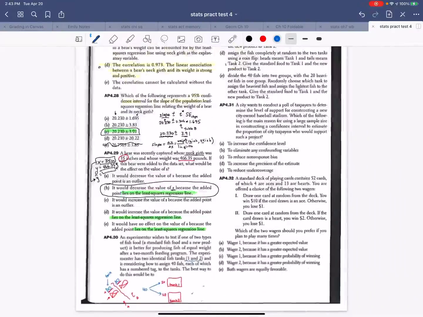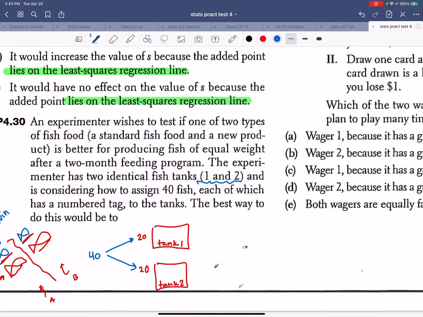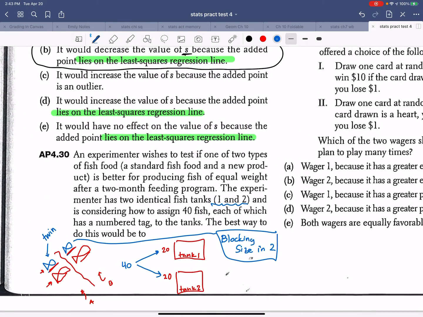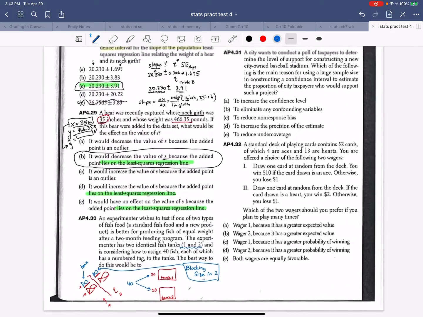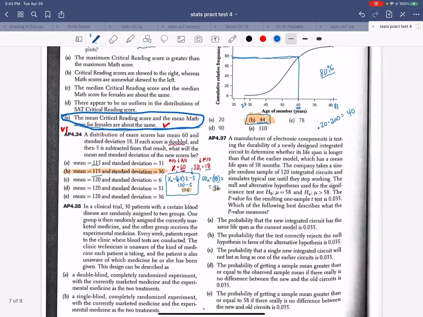All right. And again, this is a matched pair example where we call it, its blocking size is 2. This is technically a block of 2 fish that are as close to twins as possible. All right, the last question in this question set type is 35.